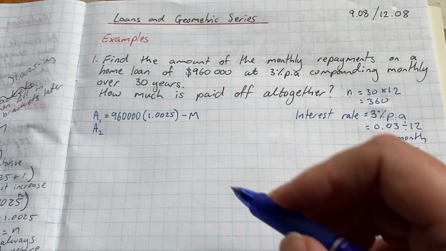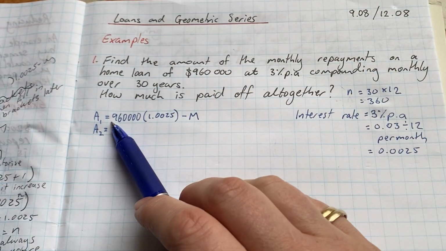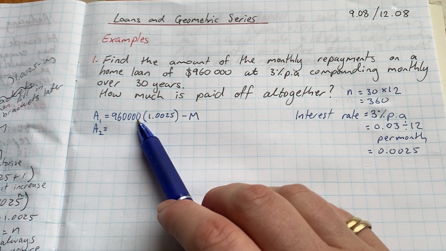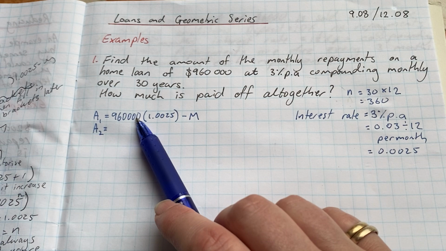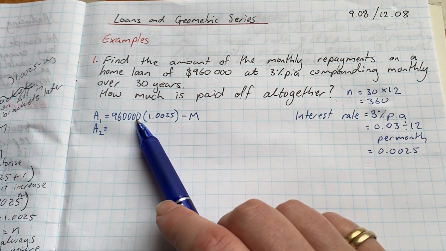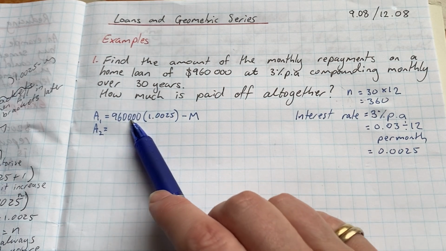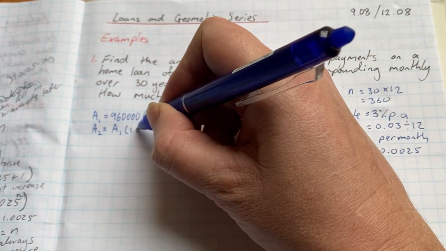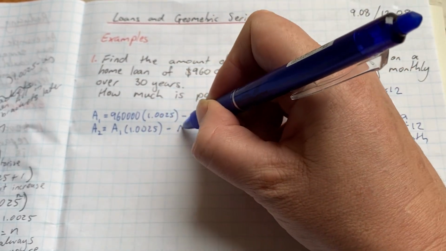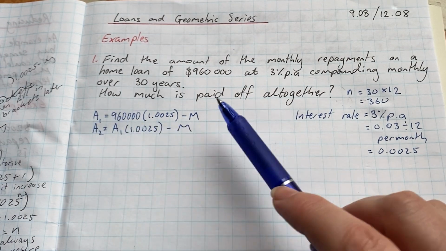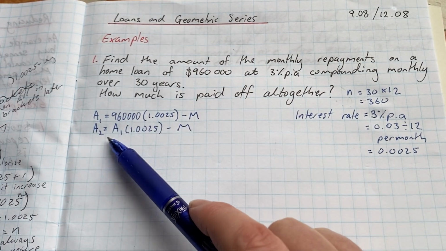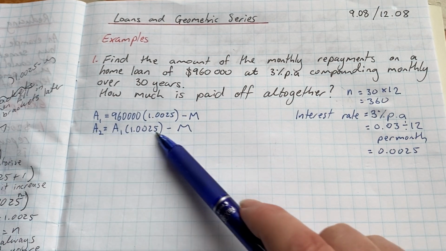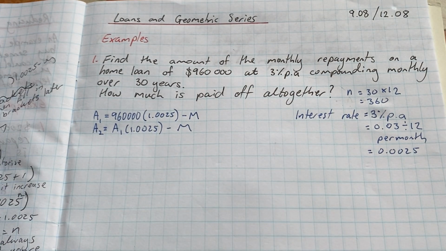So A2, after the second month, it's not 960,000 anymore. Okay, that number has now changed. Everything else is exactly the same. Instead of 960,000, it's A1. Everything else is the same. So you can always work out this line from that line. And that's going to mean that A3 will be A2 times that minus M. So that continues each time, and that's why it's recursive. It repeats.